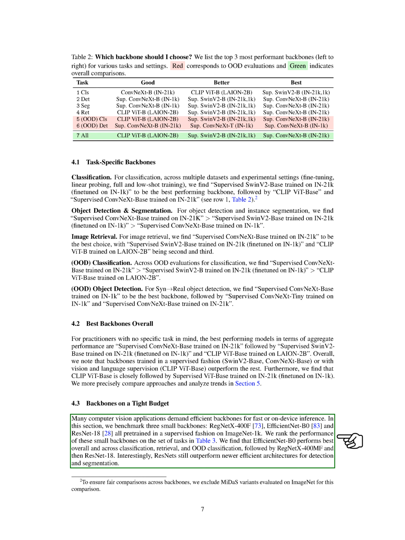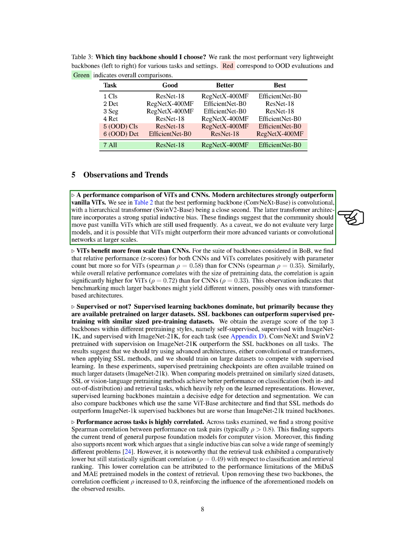Section: Observations and Trends. Let's delve into the observations and trends we've noticed in our study. Firstly, we compared the performance of vision transformers, ViTs, and convolutional neural networks, CNNs. We found that modern architectures significantly outperform basic ViTs. The best performing model was ConvNeXt base, a convolutional model, closely followed by SWIN V2 base, a hierarchical transformer. This suggests that we should move beyond basic ViTs, which are still commonly used.